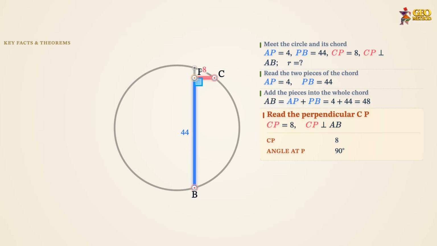The pink segment CP has length 8 and meets segment AB at a right angle at P. Point C lies on the same circle.